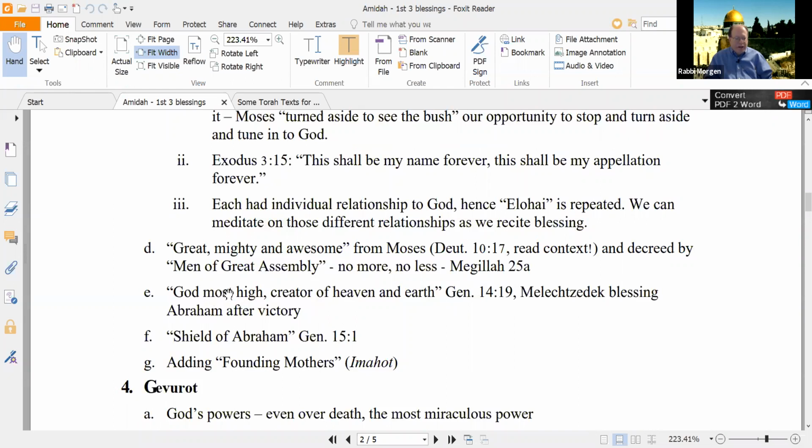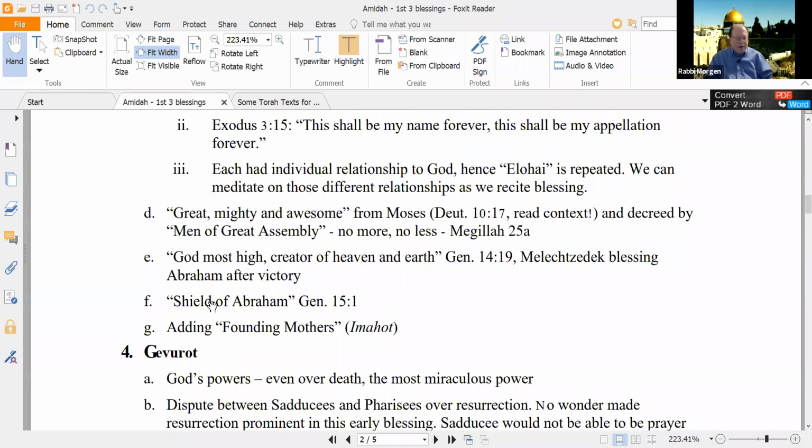The God Most High, El Elyon, comes from the blessing that Melchizedek gave to Abraham in Genesis chapter 14. Magen Abraham, Shield of Abraham, is how the blessing ends. That comes from God in chapter 15, after the defeat of the kings who conquered Sodom and Gomorrah and took Lot away captive, right? Abraham goes out and chases after them, defeats them, and brings back the captives and the spoils. Melchizedek blesses him in the name of the God Most High, El Elyon. And then in the next chapter, God calls him, "I am your shield, Abraham."